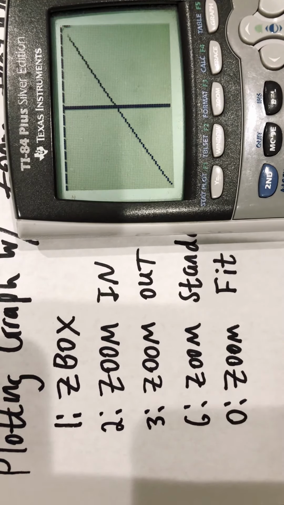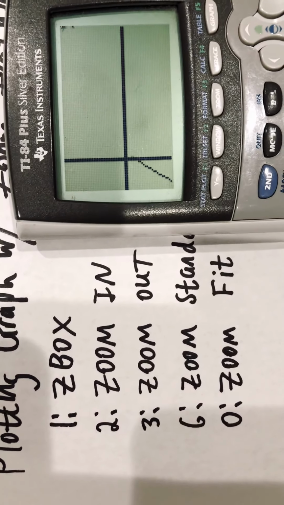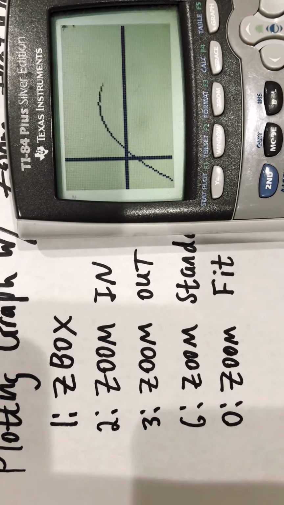What I'm trying to do is get a clear idea of where the intercepts and the max are. So now that I have my box here, I'm going to click enter. And cool, not bad. So we can see a clear picture of where the intercepts are, and also the max and min. Or I should say in this case, the max.